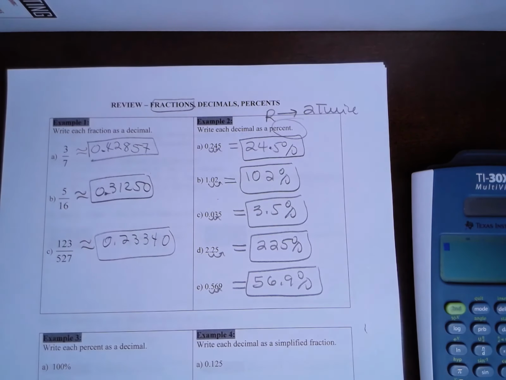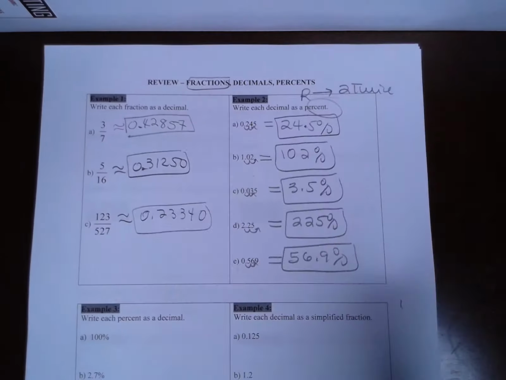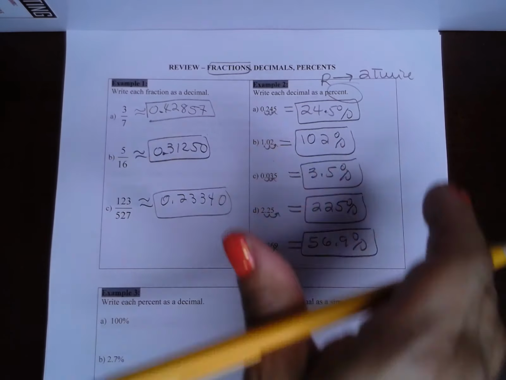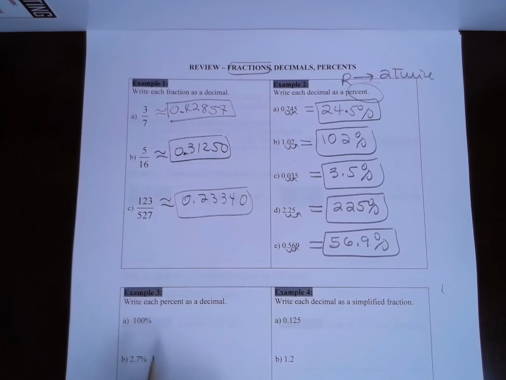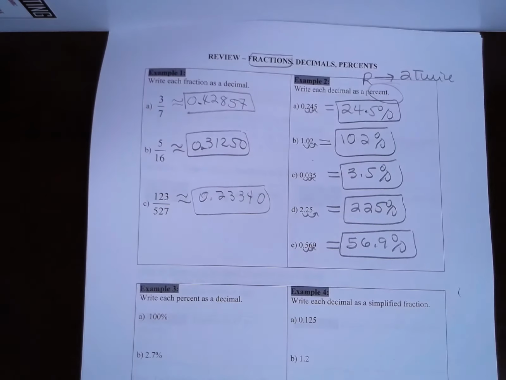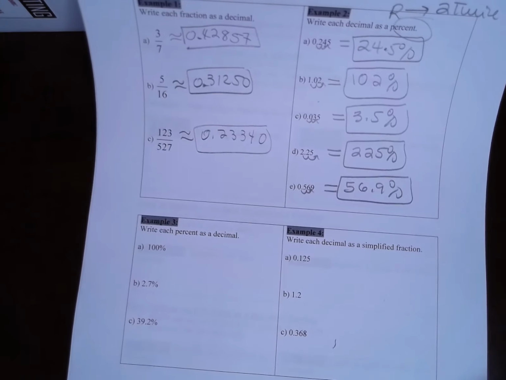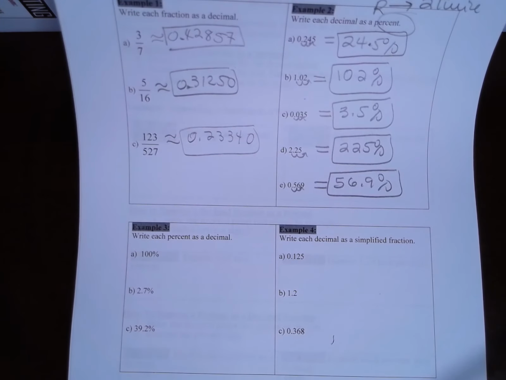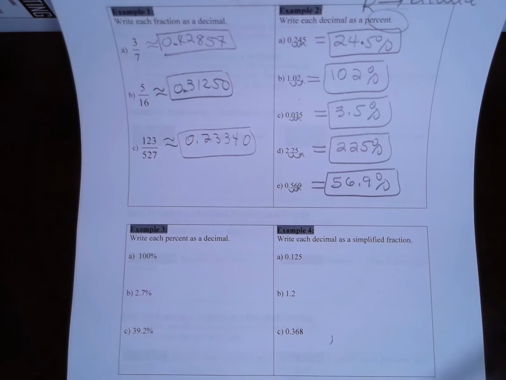It can even feel therapeutic. You feel so smart when you do those. I love those. Okay, so the next one says write each percent as a decimal. So now we have to work backwards. If from decimal to percent you move over to the right twice, when it is from percent to a decimal, you will move left twice.